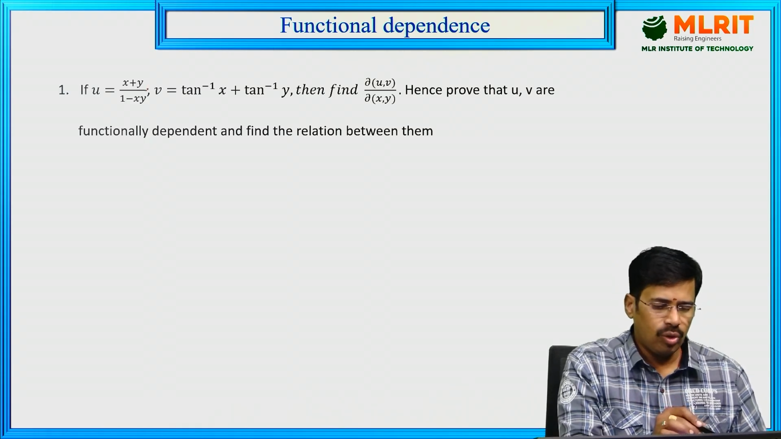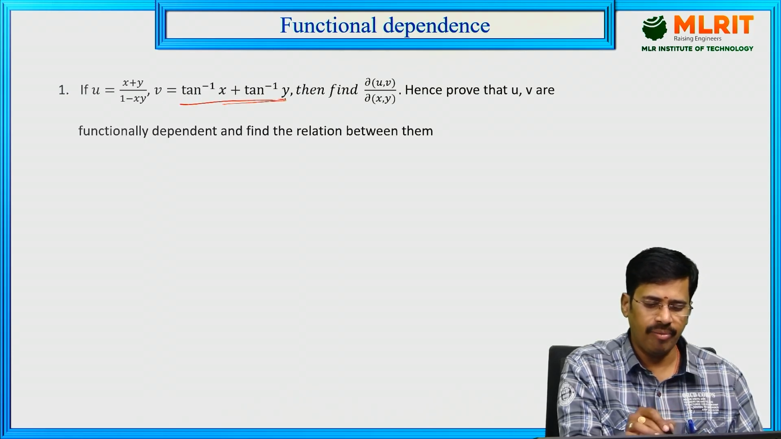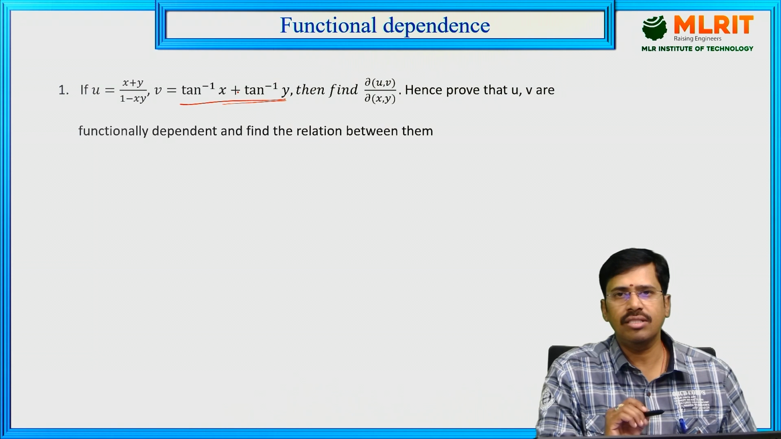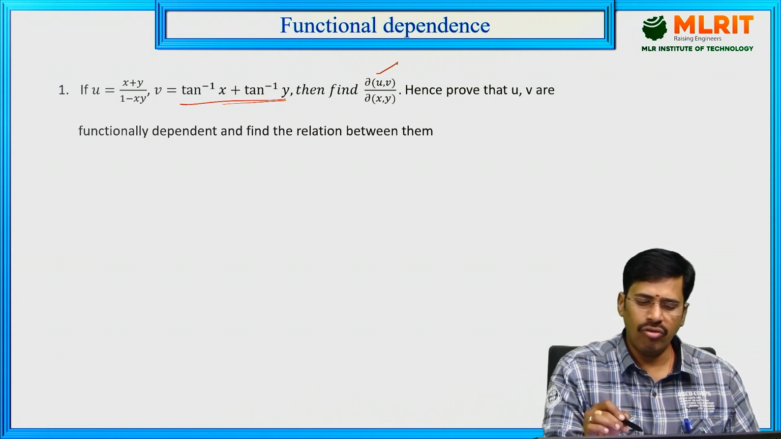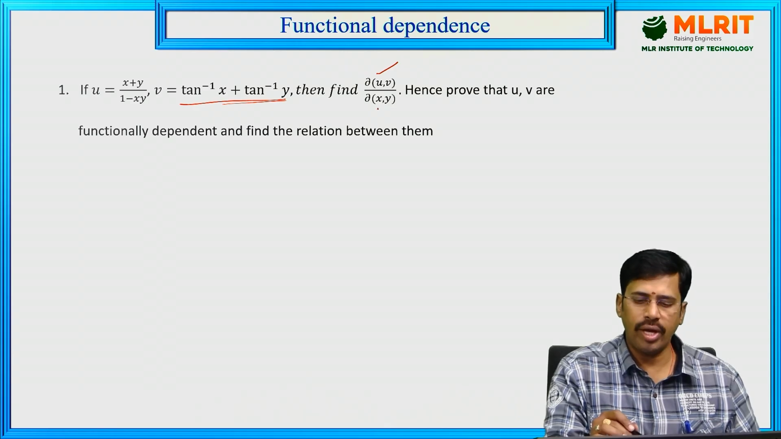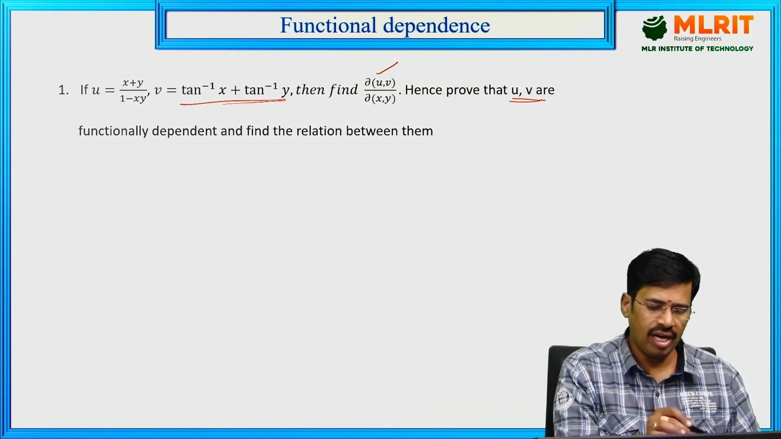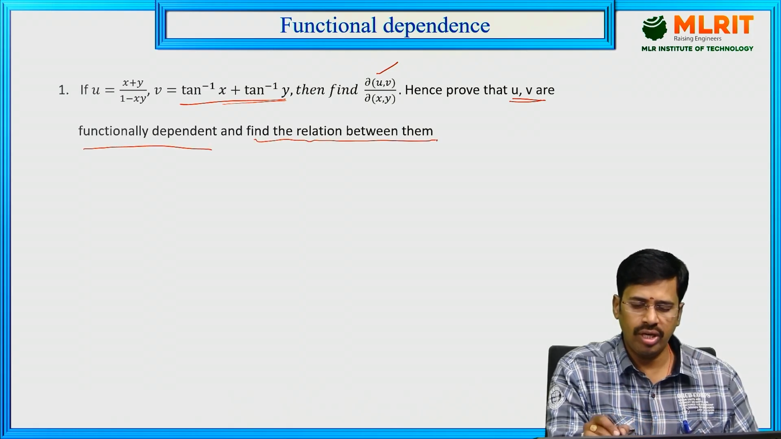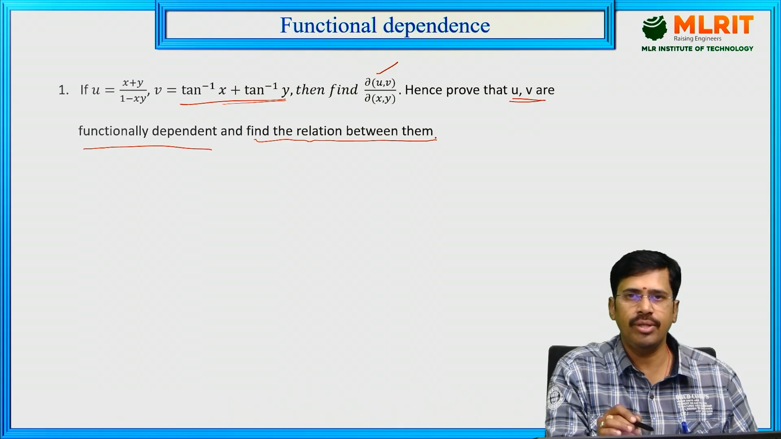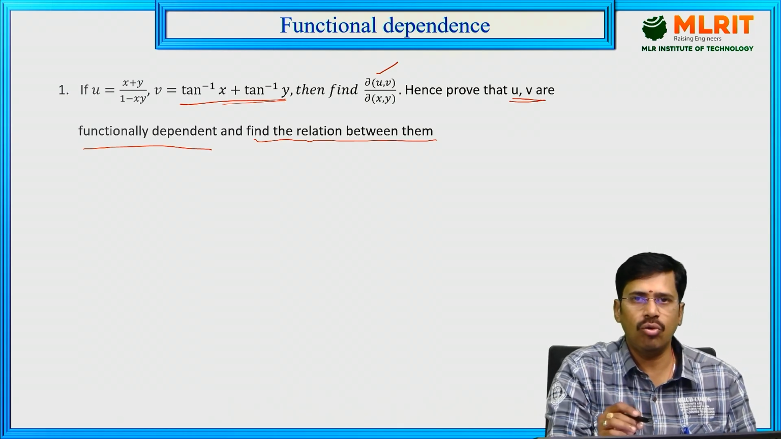u is equal to (x plus y) by (1 minus xy) and v is equal to tan inverse x plus tan inverse y. So u and v are two functions of variables x and y. The problem asks to find the Jacobian of u, v with respect to x, y. Hence prove that u, v are functionally dependent, and if so, find the relation between those two functions u and v. First, let us prove that the Jacobian is 0.